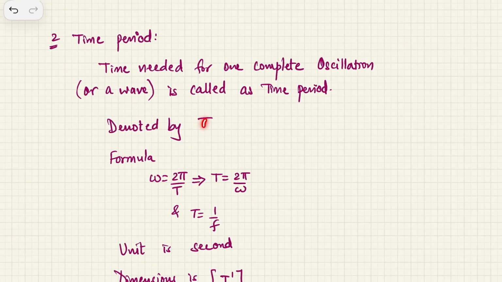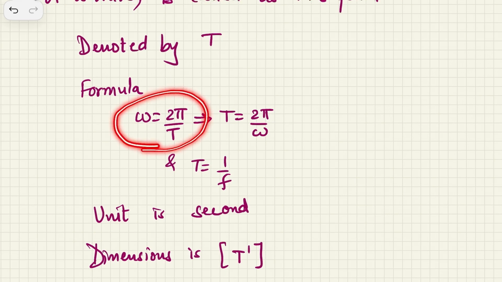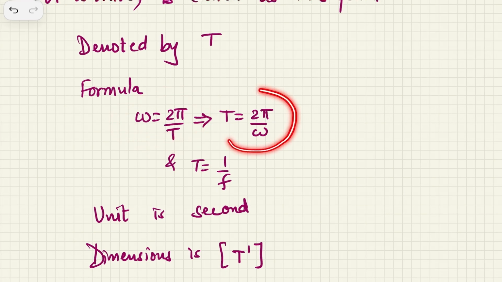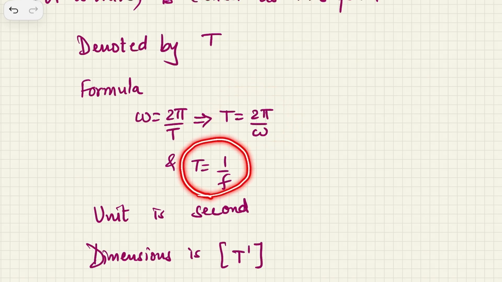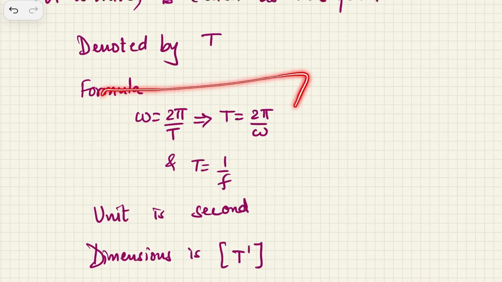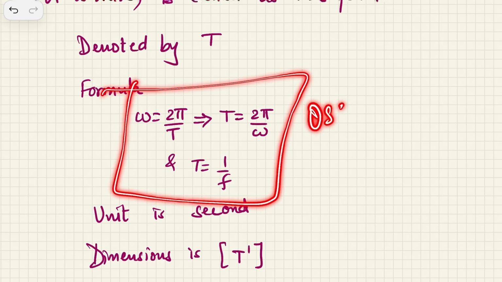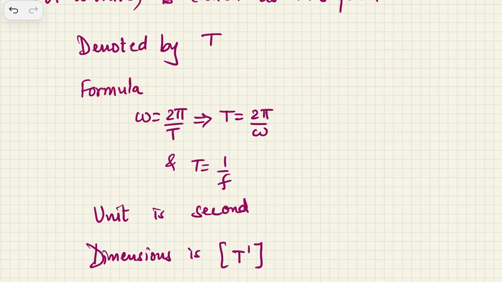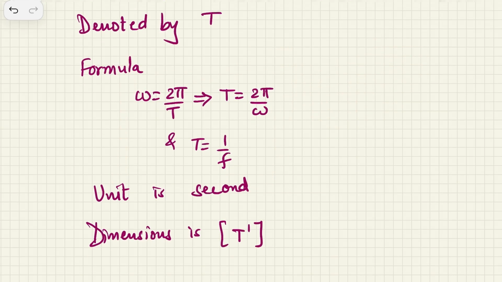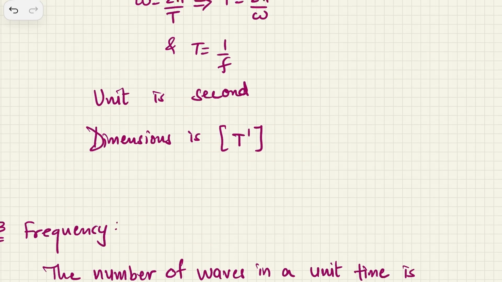It is generally denoted by capital T, and the formula for them is omega is equal to 2 pi by T, or you can just invert this, placing T here and omega here, so you get T is equal to 2 pi by omega. Also T is equal to the reciprocal of frequency. This formula we have discussed in oscillation. In case you have any doubts in this, kindly go to my oscillation series and you can find it. Because it's a time, the unit would be second and the dimension would be T1. So this is what it is.